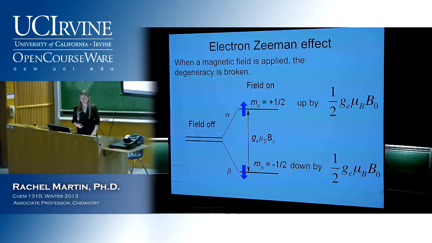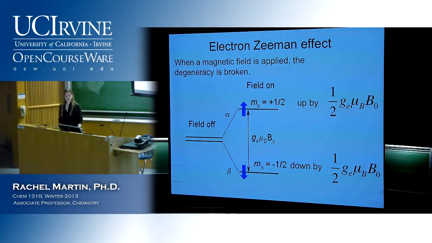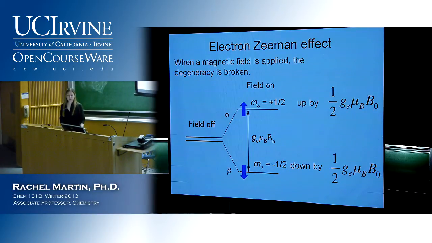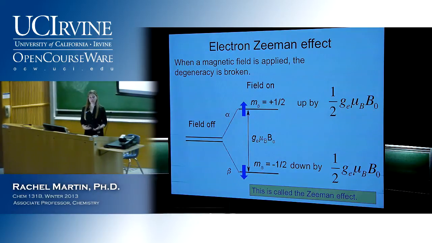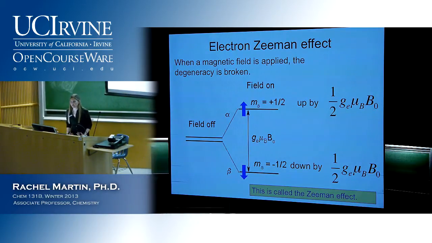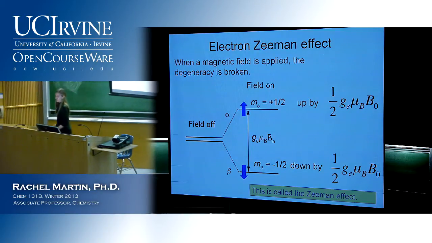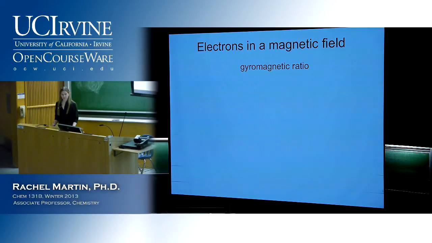So we break the degeneracy. We raise the energy of the upper state by 1/2 these constants times b naught, and then we lower the lower energy state by the same amount. And this whole thing, this effect of splitting the energy levels for electrons or nuclei that have spin greater than 0 in a magnetic field, is called the Zeeman effect.